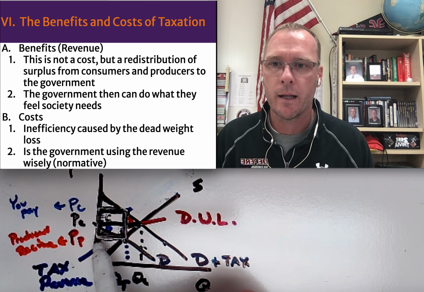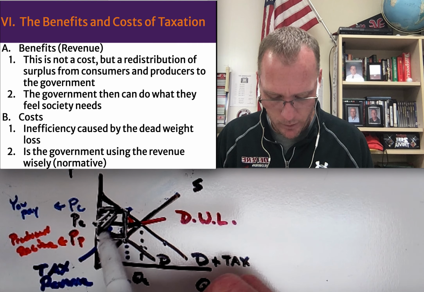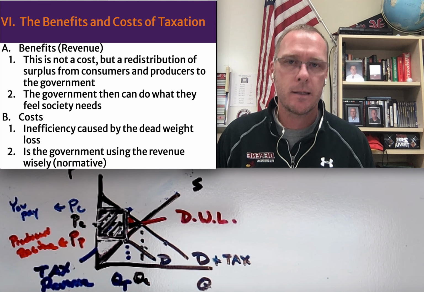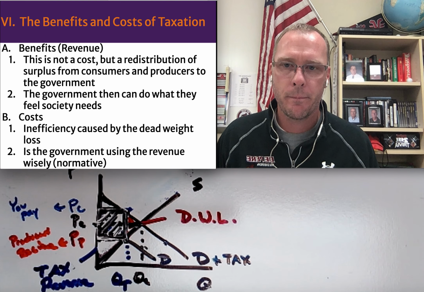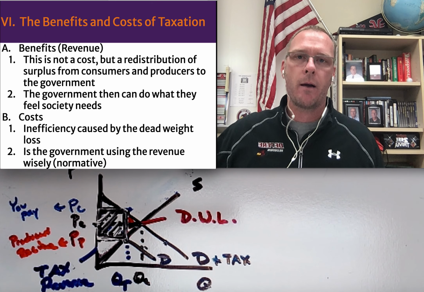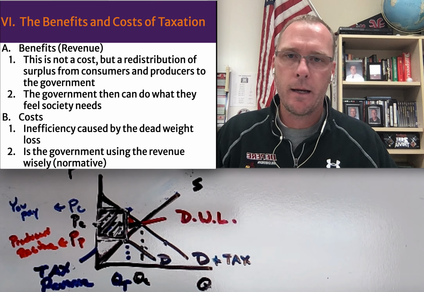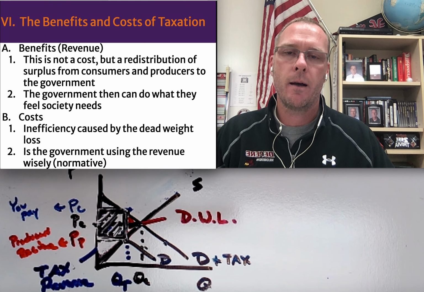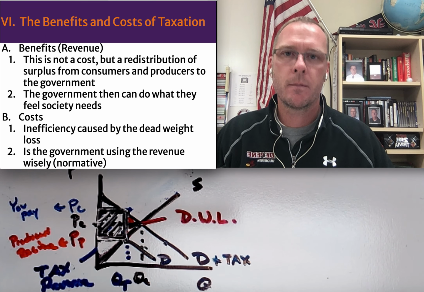The seller is still going to get the price down here. This tax revenue is still going to go to the government, and it's still going to be shared exactly the same way. So it doesn't matter if we tax the supplier or the demander, you're going to end up with the same exact results. And that's the big takeaway. Taxes suck for everybody. Till next time.